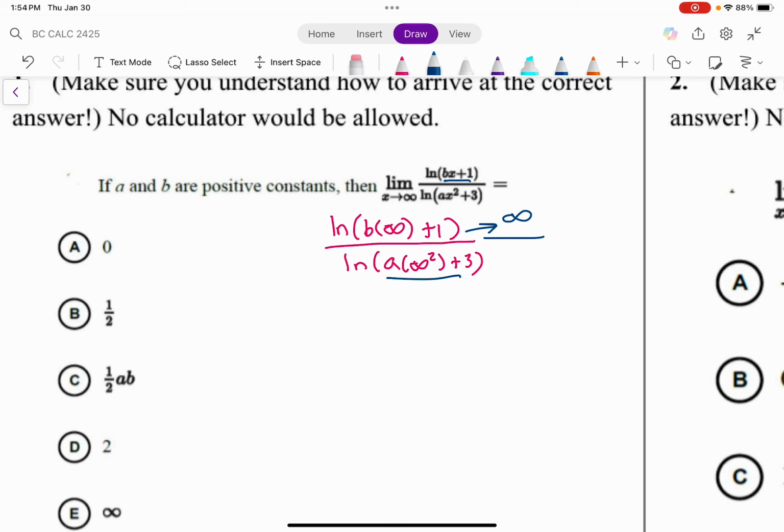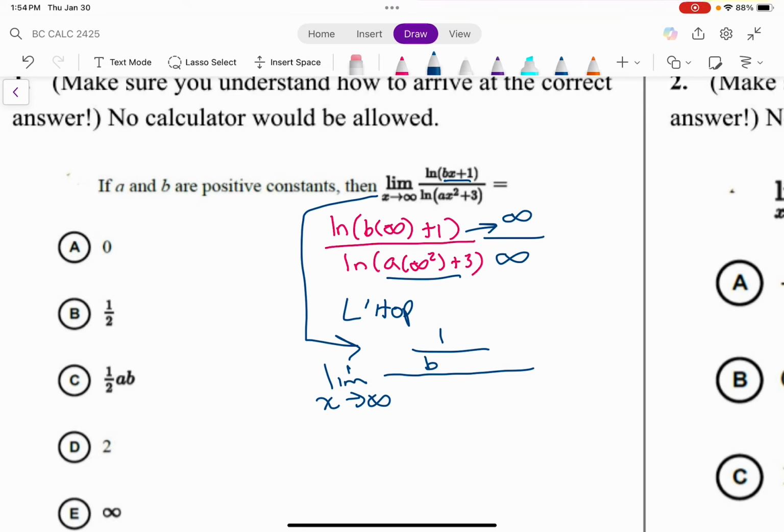Same thing here. This is going to infinity. And so this is called an indeterminate form, and that means we can use L'Hopital's rule to evaluate this. L'Hopital's rule says that the original limit is the same as the limit of the derivatives of the numerator and the denominator. So the derivative of the numerator would be 1 over bx plus 1. That's the derivative of log, and then times b because of the chain rule. And then the denominator would be 1 over ax squared plus 3, and then times 2ax.